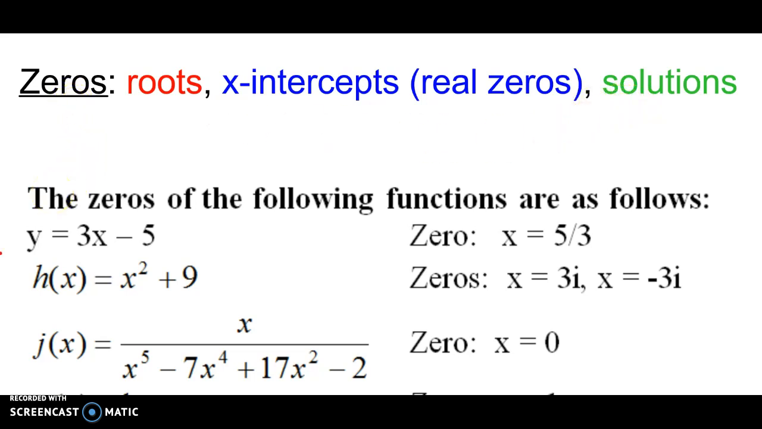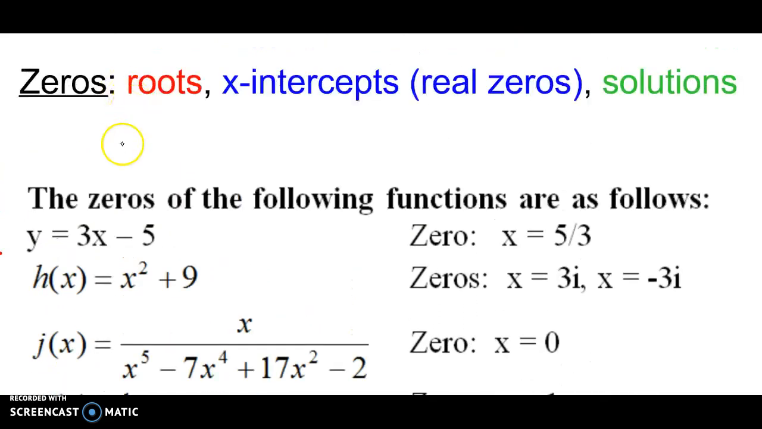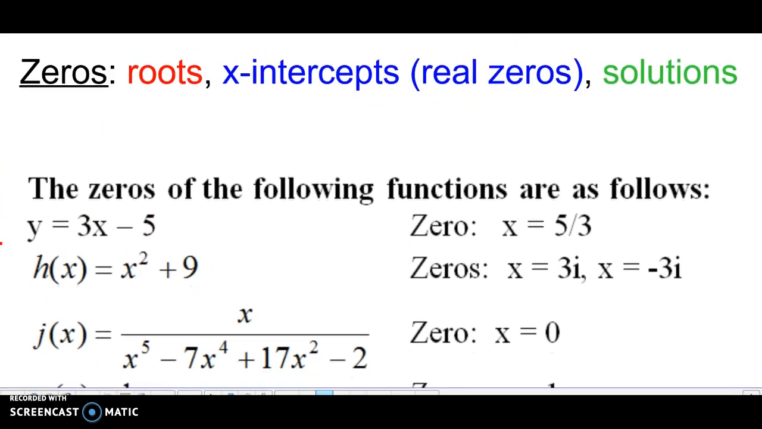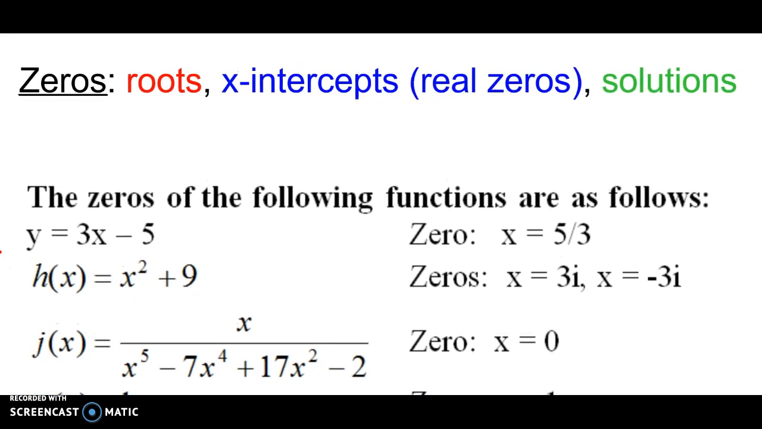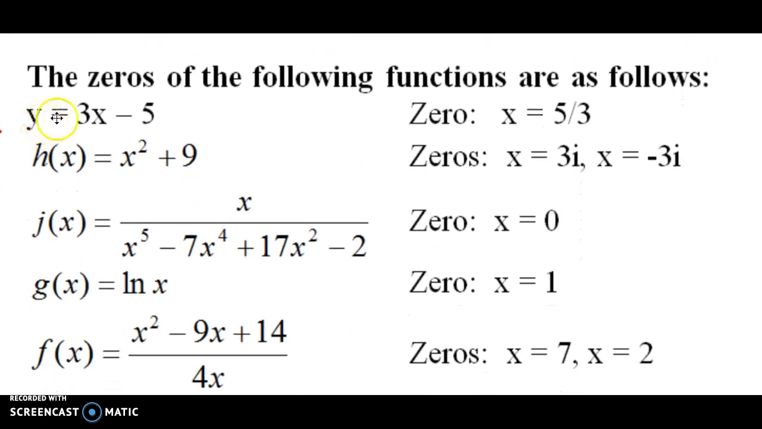But we have a few examples listed below. These are all in your packet. It says the zeros, why does it do that? It says the zeros of the following functions are as follows. So let's look at the first one. We have y equals 3x minus 5, and its zero is x equals 5/3.